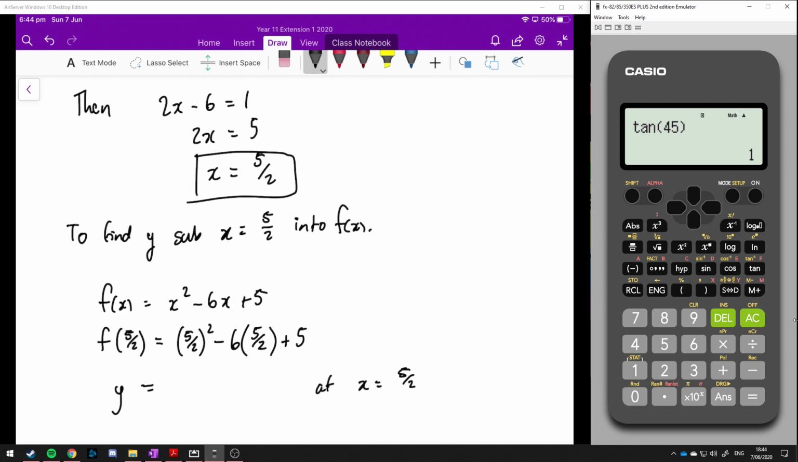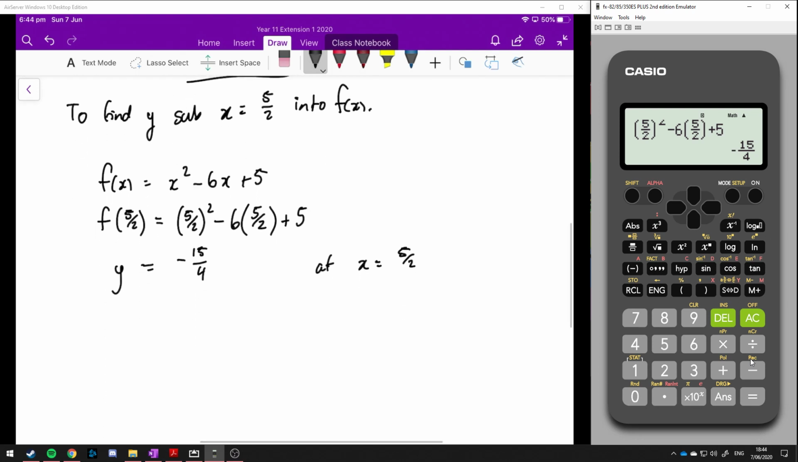So we're going to put it into our trusty calculator. Make sure we put brackets around this, otherwise it's not going to do it properly. So 5 over 2, all squared, minus 6 lots of 5 over 2, plus 5. It equals, and we're going to get minus 15 over 4.